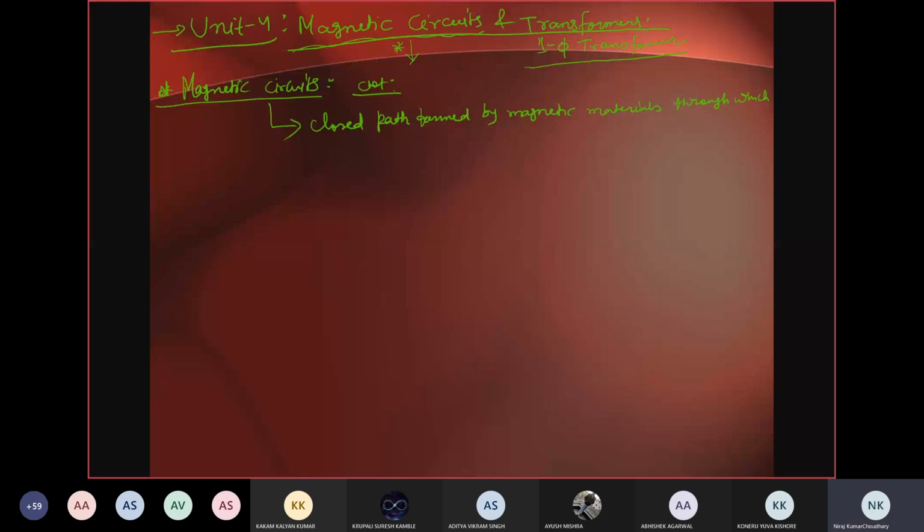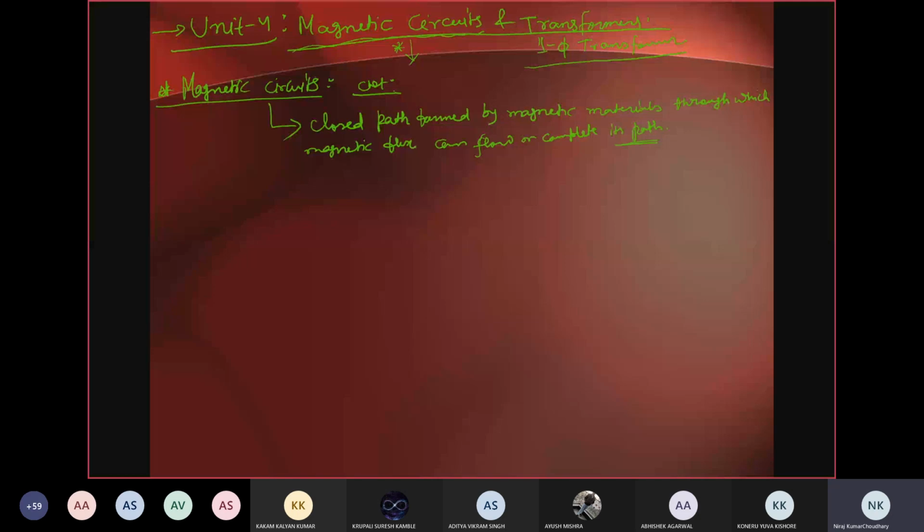through which magnetic flux can flow or complete its path. So basically flux is analogous to current if we compare the magnetic circuit to an electrical circuit.